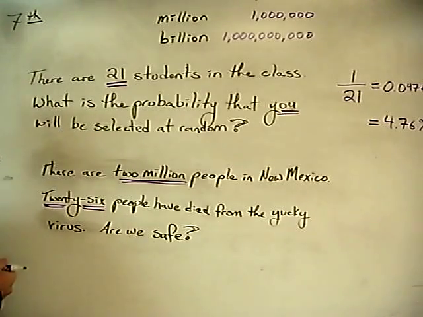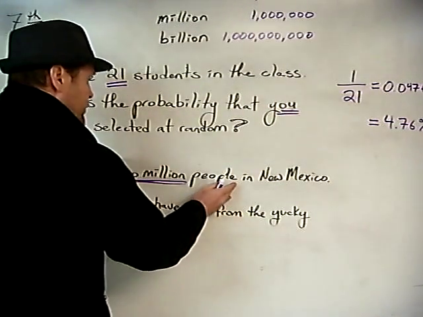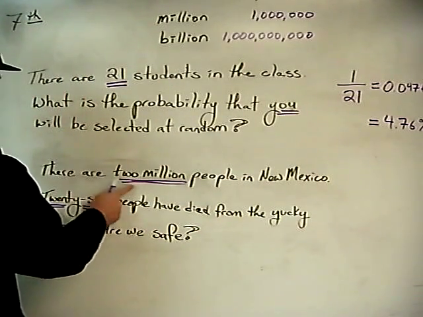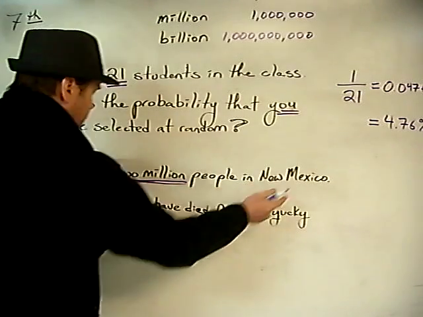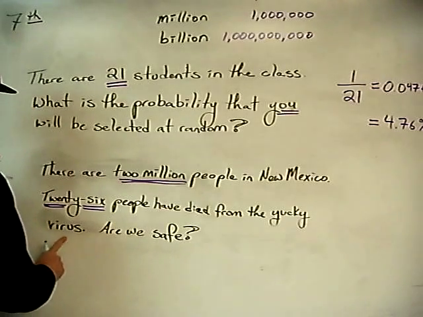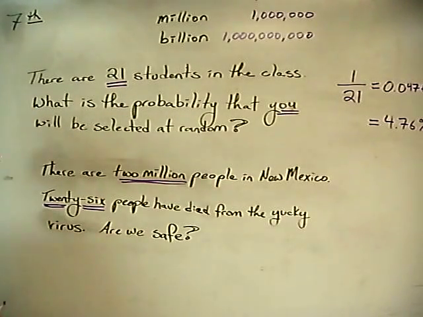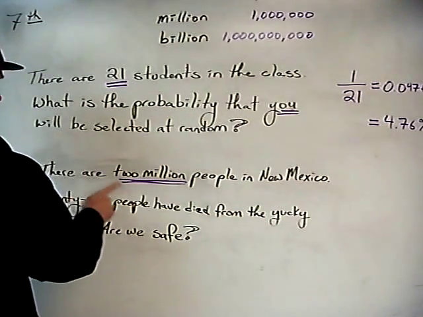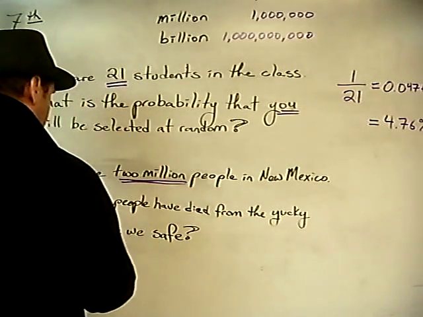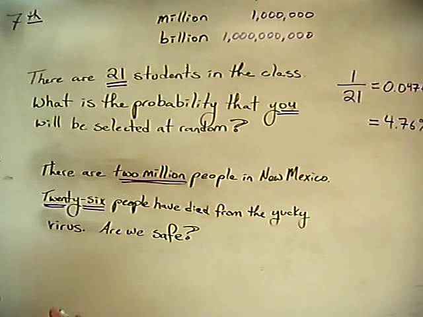Now down here, there's a lot of stuff in the news. A lot of people are worried, so I wanted to put a question in here so that this is a real life question for you guys. There are 2 million people in New Mexico. 26 people have died from the yucky virus. Are we safe? This also goes along with what you're studying in your science class with Mr. Romero. So looking at this, there are 2 million people in New Mexico. 26 people have died from the yucky virus. Are we safe? Let's go through that.